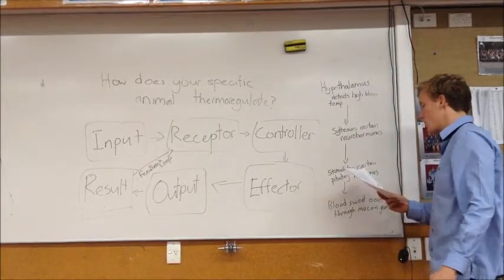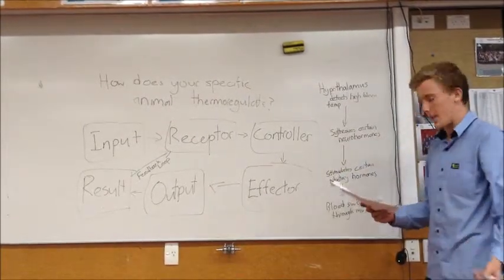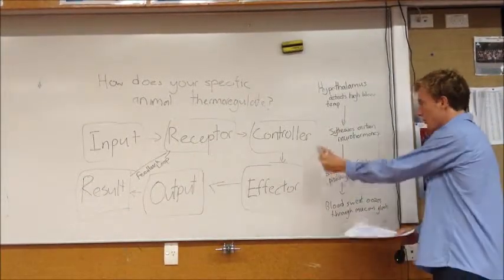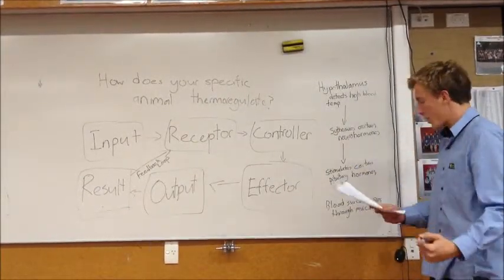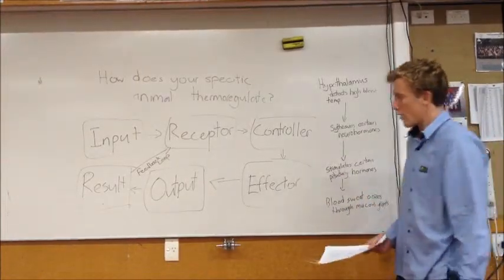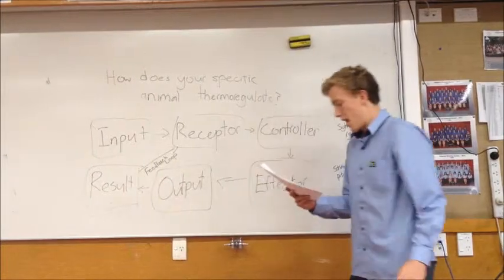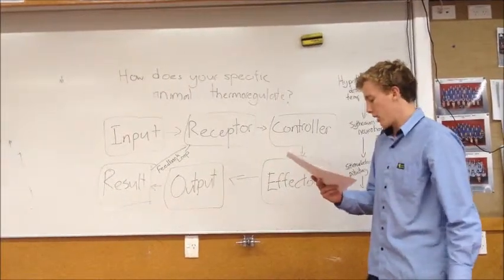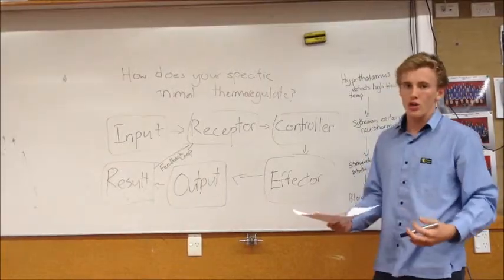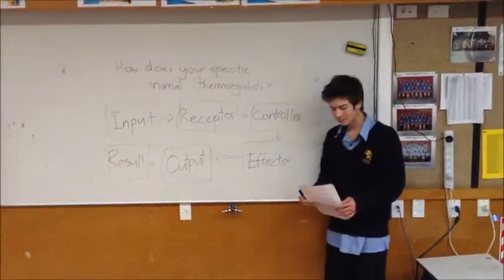which in turn, after detecting this high temperature, will synthesize certain neural hormones, which in turn will stimulate certain pituitary hormones, resulting in blood sweat oozing through the mucus glands. This will result in a reduction of temperature, which will complete the feedback loop. However, it's unlikely it will ever need to cool down due to the hot environment that it lives in.